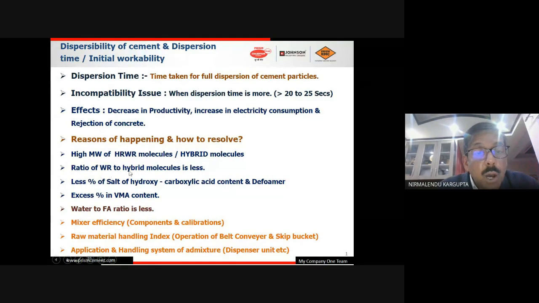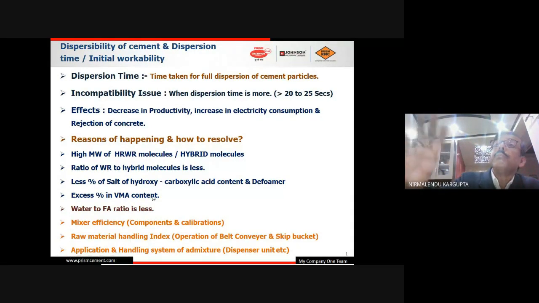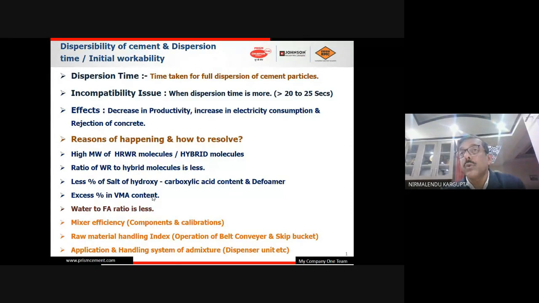Ratio of WR to hybrid molecules is less. Ratio WR ज्यादा होना चाहिए, water reducer molecule ज्यादा होना चाहिए, hybrid थोड़ा कम होना चाहिए, वो ज्यादा दे दिया. Less percentage of salt, hydroxy carboxylic acid content and defoamer. Excess percentage in VMA content. Somebody has put some VMA, so it will take some time now. VMA is there, so it will increase the viscosity.